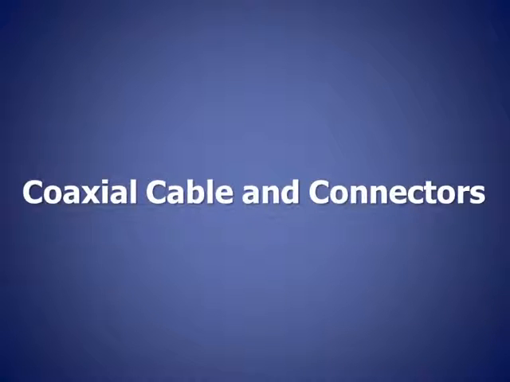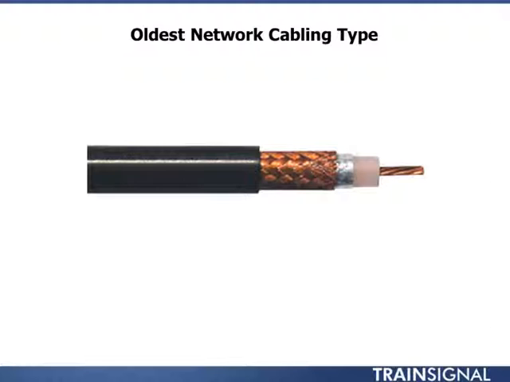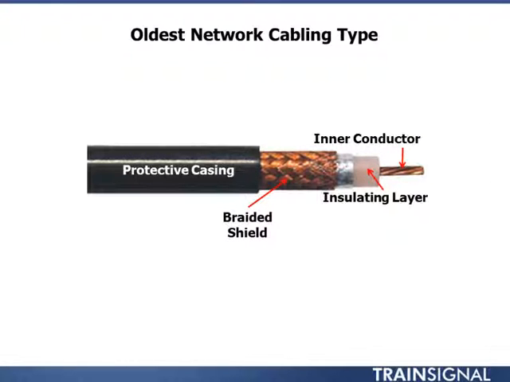The first type of cabling we want to look at is coaxial cable. This was the first type of media used for networks, and there is still an aspect of it used today. Coaxial cable is actually an electrical cable with an inner conductor surrounded by a flexible insulating layer, which you actually see here. The insulating layer is surrounded by a braided shield, which then has a protective casing.